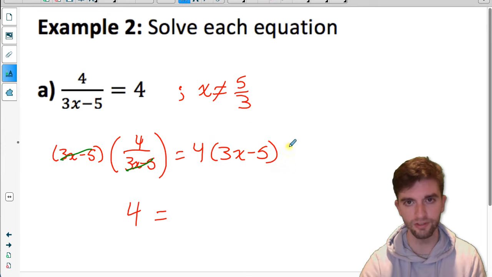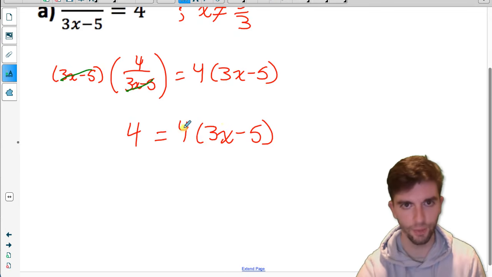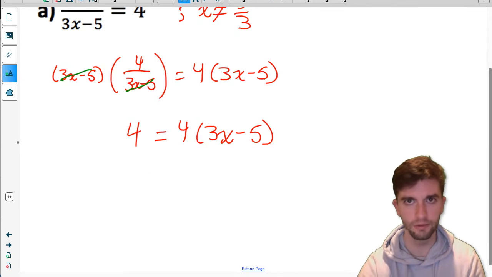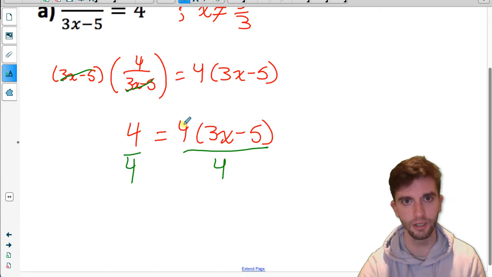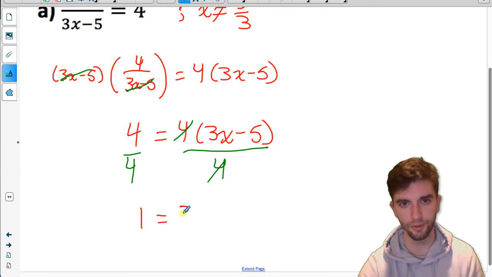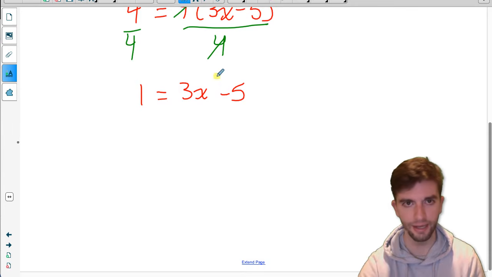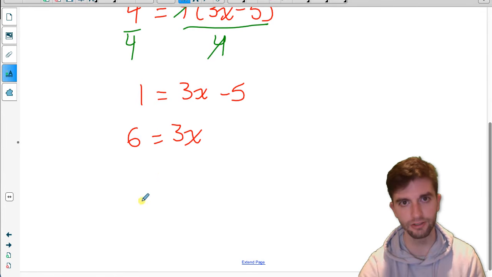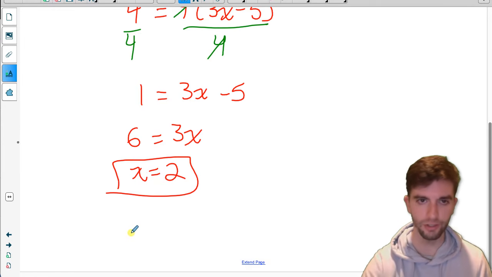So 4 equals 4 times 3x minus 5. I suppose we could distribute that 4 in, but hey, wouldn't it be easier if we divided both sides of this equation by 4, and then those cancel? And I'm left with, on the left side, 1 equals 3x minus 5. I can then add the 5 to the other side, so I have 6 equals 3x. And then divide both sides by 3, I get x equals 2. So that's the solution to the equation.